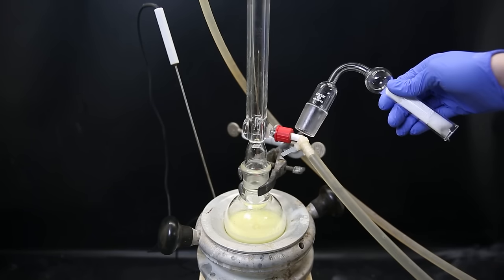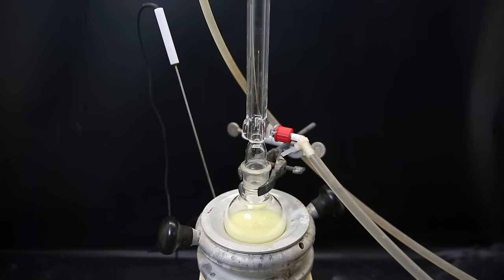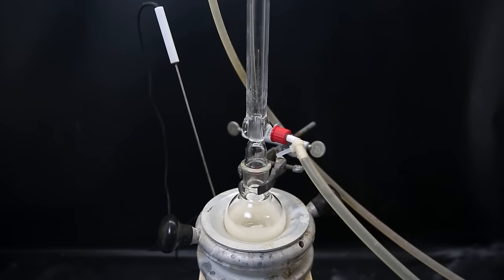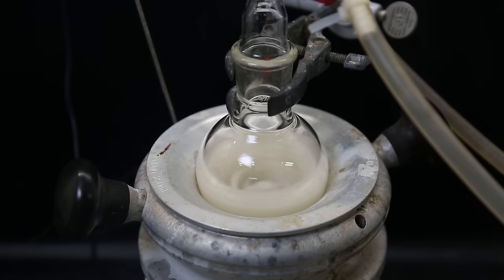I also attach a calcium chloride drying tube on top of the condenser to prevent moisture from entering and reacting with the benzoyl chloride. This reaction is a simple and straightforward condensation of an amine with an acid chloride to form the corresponding amide and hydrochloric acid. When the reaction is finished, it has become a white suspension.